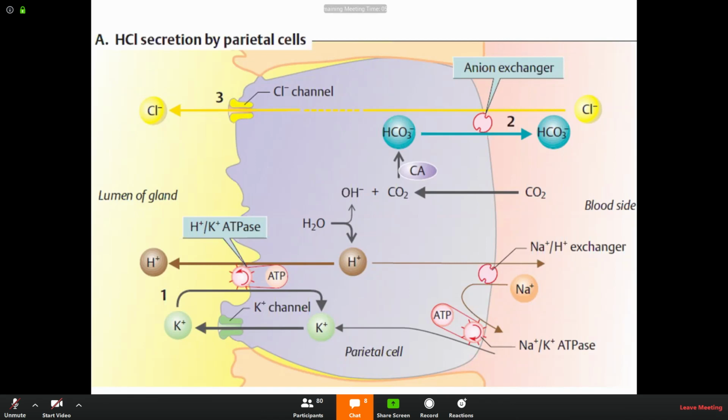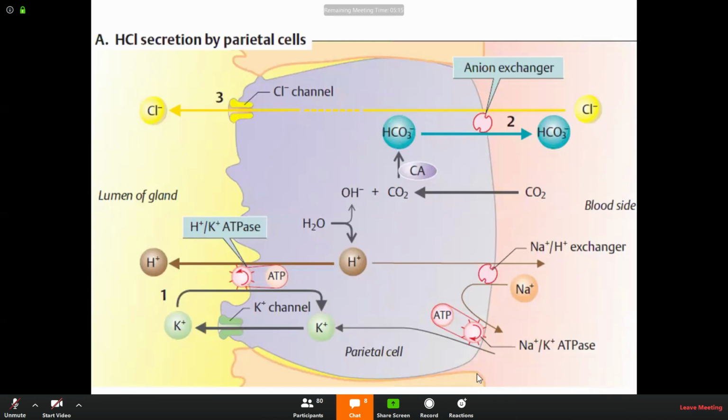On the basolateral side, the sodium potassium ATPase must always be working. If the sodium potassium pump is not working, then this mechanism will not work.